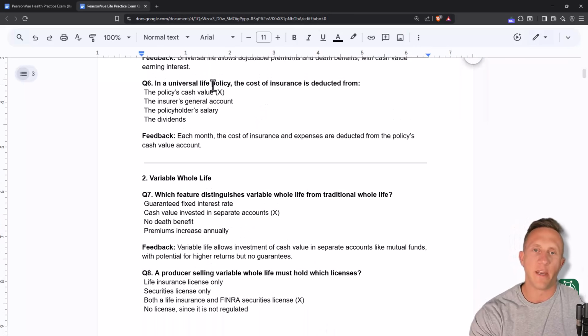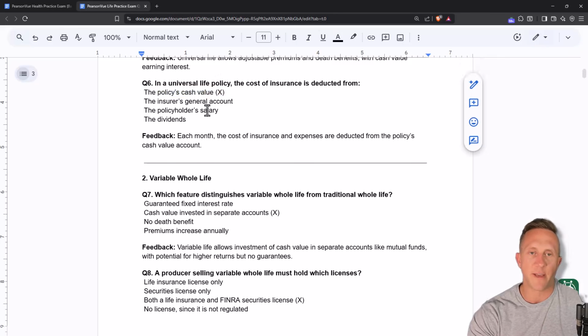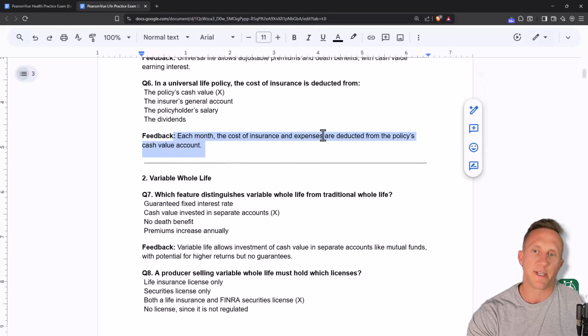Okay. In a universal life policy, the cost of insurance is deducted from the policy's cash value. So each month, the cost of insurance and expenses are deducted from the policy's cash value account. So there's a cost of insurance and monthly deductions that's built into a universal life policy. And those monthly deductions are taken from the cash value.